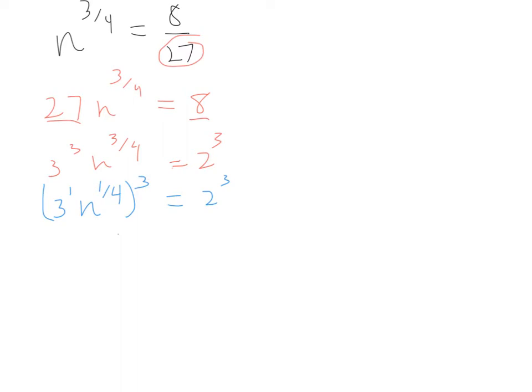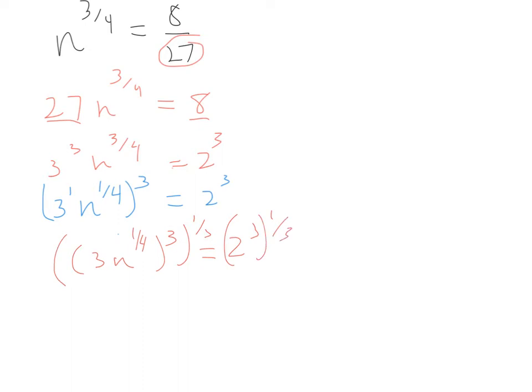Now, what we can do with that is we can raise both sides to the power of a third. So we'll have a bracket, 3n to the power of 1 over 4, close that and we'll make that 3. And then we've got 2 to the power of 3. But what we'll do to cancel that power of 3, we'll make that 1 over 3 and 1 over 3.